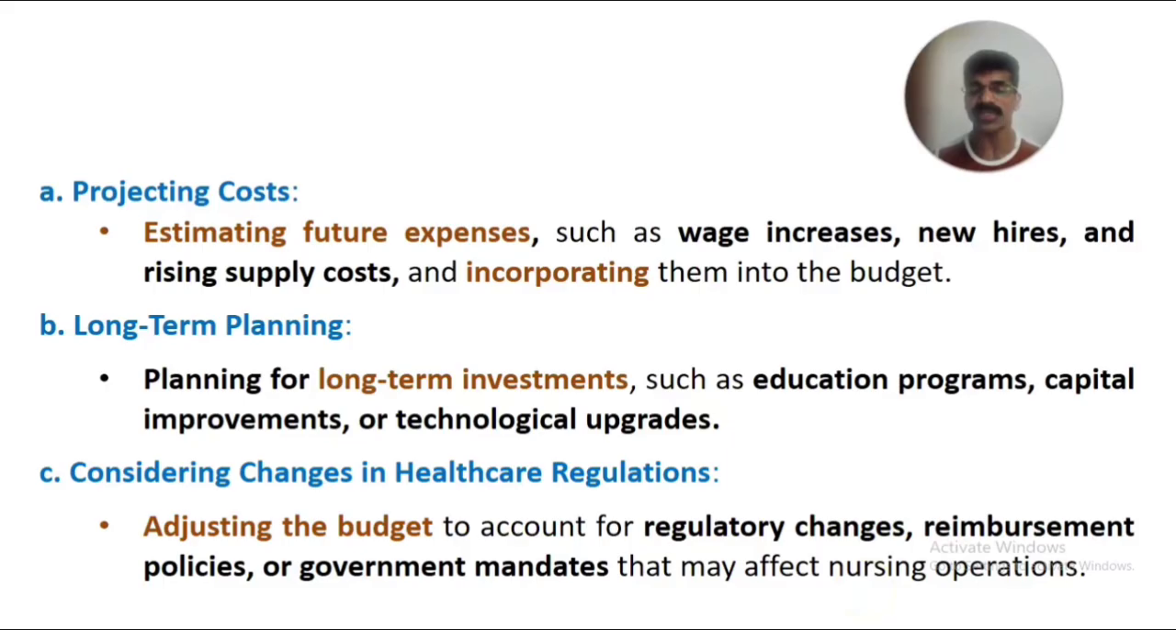So nursing functions, nursing care procedures and nursing operations may be affected by the current regulatory changes, the reimbursement policies of the hospital, or new government rules and compulsory rules that have to be applied to employees. All these things have to be adjusted when the budget is proposed or estimated. So that is the responsibility in relation to considering the changes in healthcare regulation when the nurse manager proposes the budget for the nursing department in the hospital.